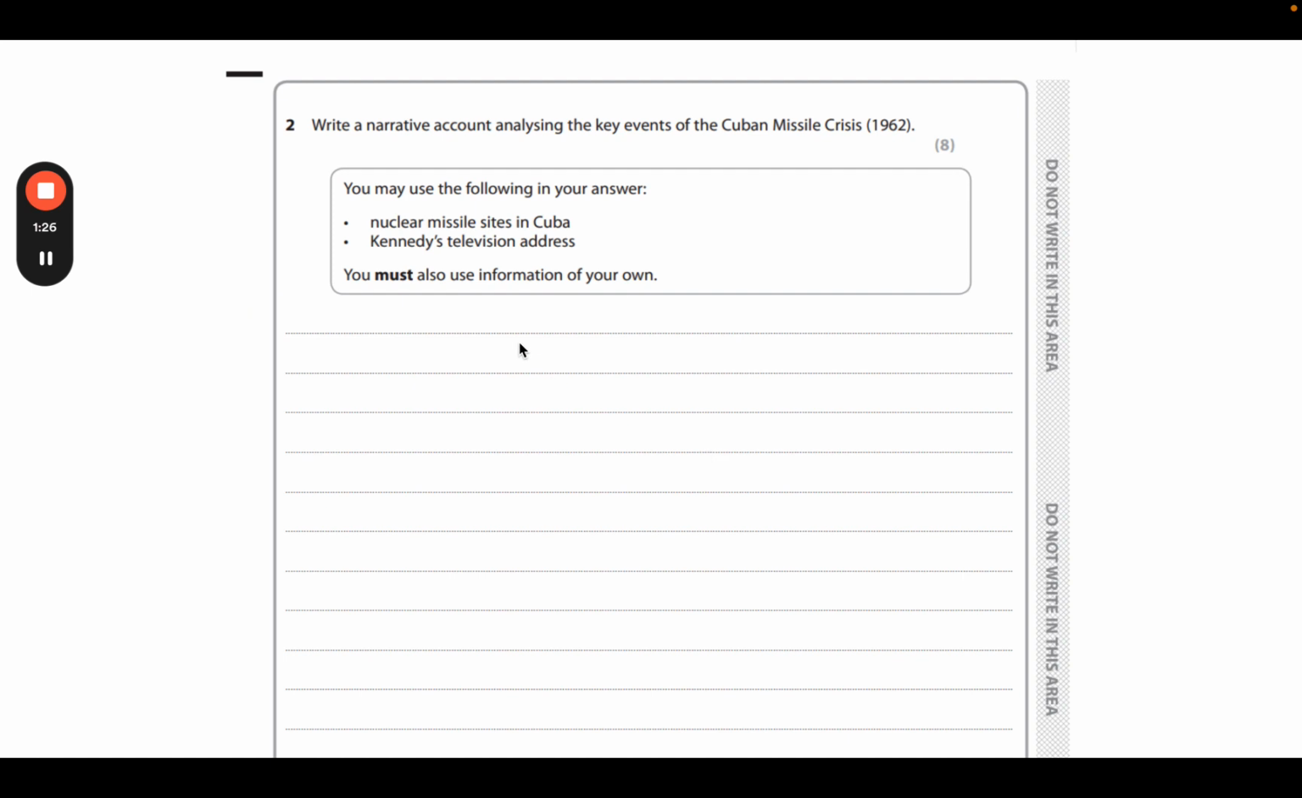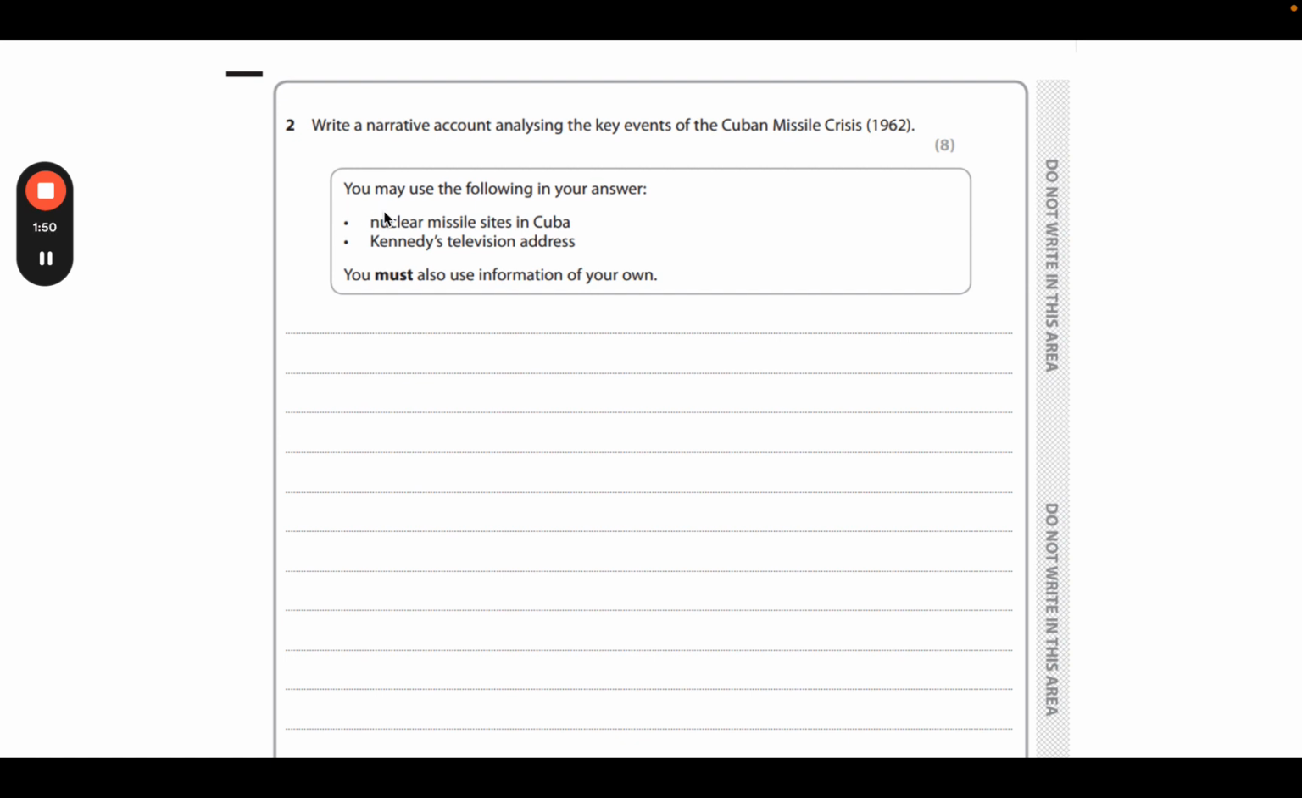Now, when you are looking in the exam, you'll see something like this. It will give you the question. In this case, we are writing a narrative account analyzing the key events of the Cuban Missile Crisis, 1962. But what we need to pay attention to is this box below, where it gives you 2 stimulus points to include. Now, you need to remember that you do not have to use these.